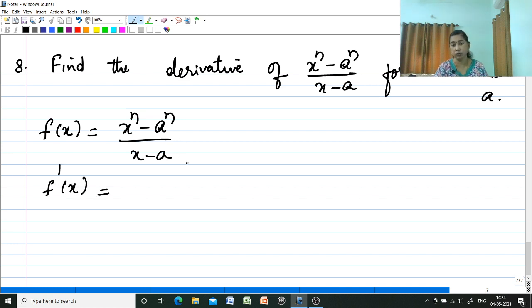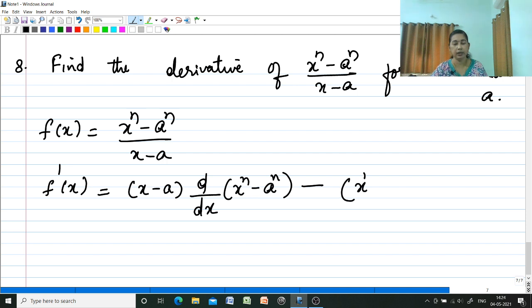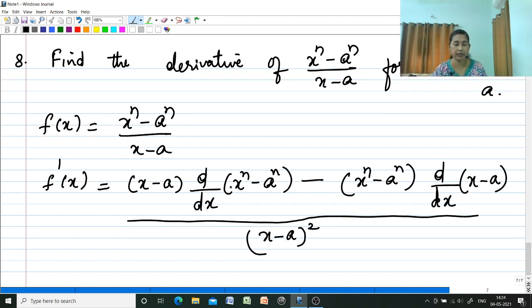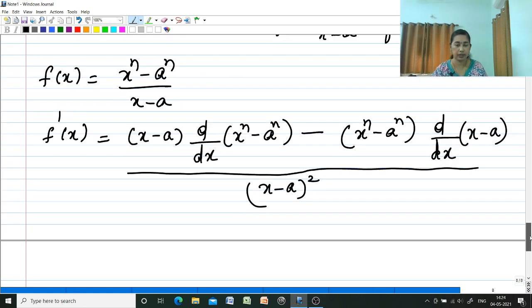F dash x means we can go for the quotient rule: denominator into derivative of numerator, that is d by dx of x raised to n minus a raised to n, minus numerator into derivative of denominator, whole divided by denominator square. Then what is the derivative of a raised to n? That's 0. Derivative of x raised to n is nx raised to n minus 1. So we can write the derivatives.